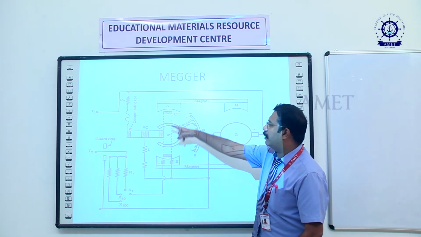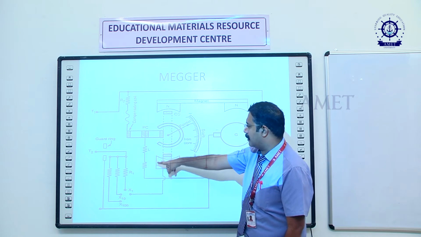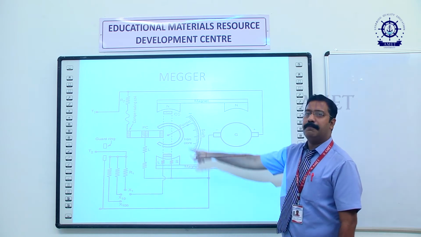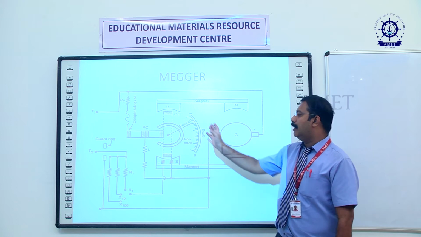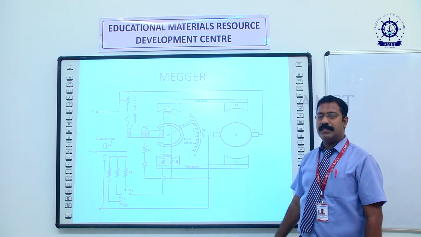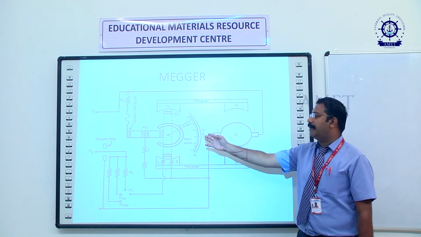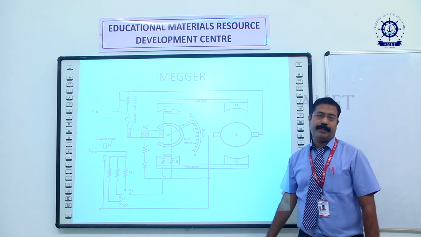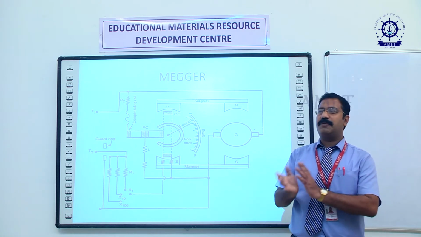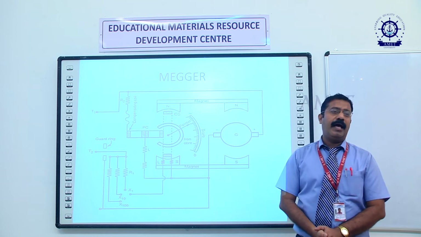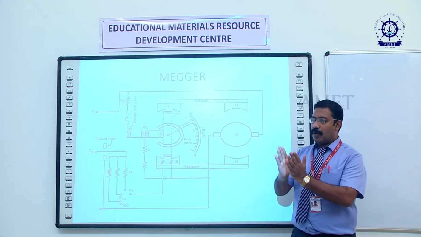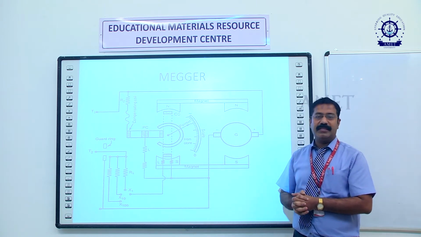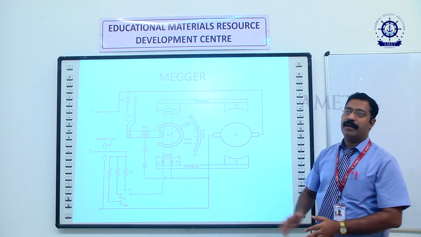If you notice, R2 as well as L has been connected in parallel to the circuit. These two magnets will be producing the flux, and this flux will make the pointer rotate. The deflections will be done with the help of this pointer, because of the current coil as well as the voltage coil. That's the operation of an ohm meter.